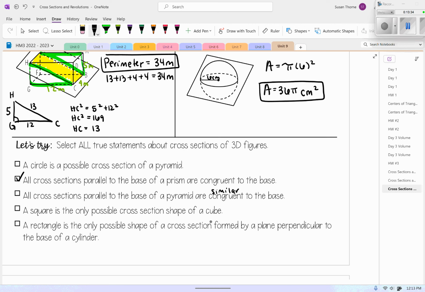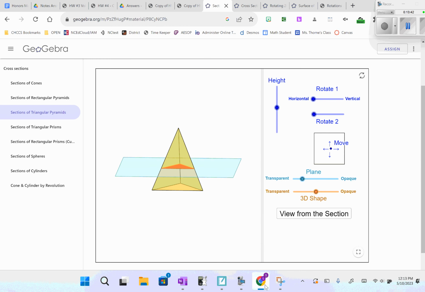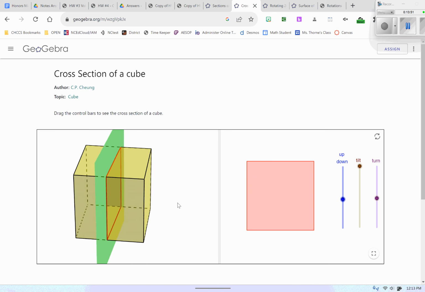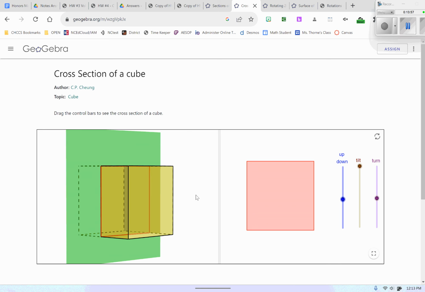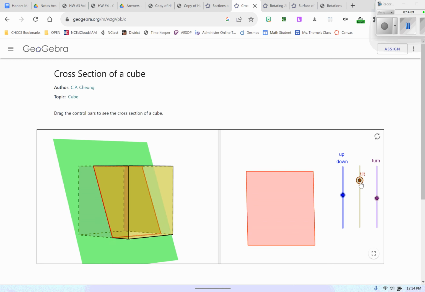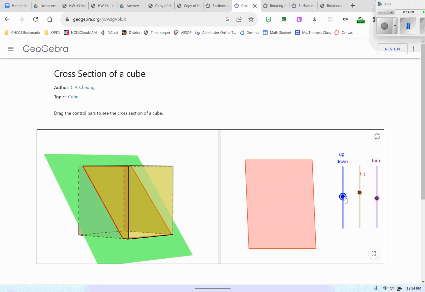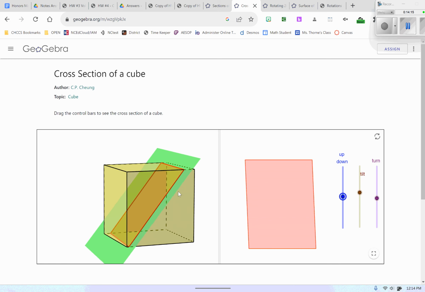A square is the only possible cross-section shape of a cube. Take a moment to see if you think that's true or not, and then we can go ahead and look at the cross-sections of a cube. So here we have a cube. The first cross-section, which is either parallel or perpendicular to the base, is going to give us that square shape. But what happens when we change the way that we are tilting or turning this? If I go this direction, that now gives us a rectangle, right? So now we have a rectangle. We're doing the diagonals that way.